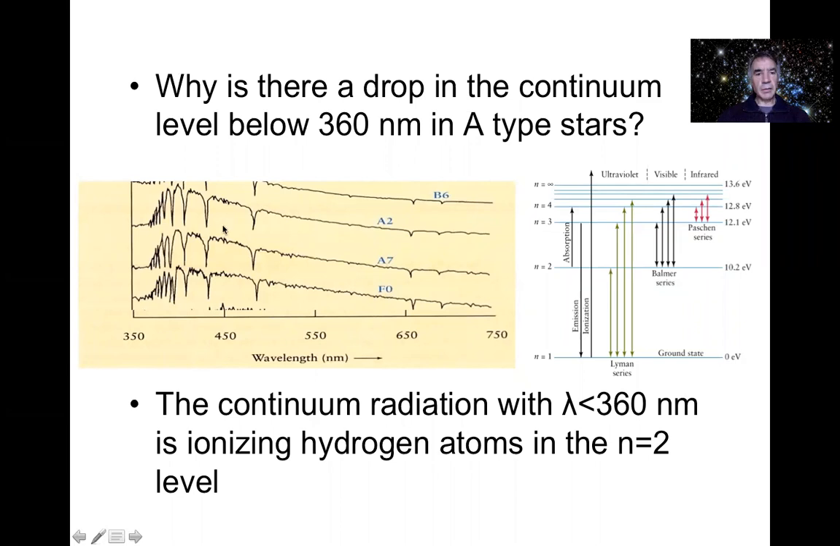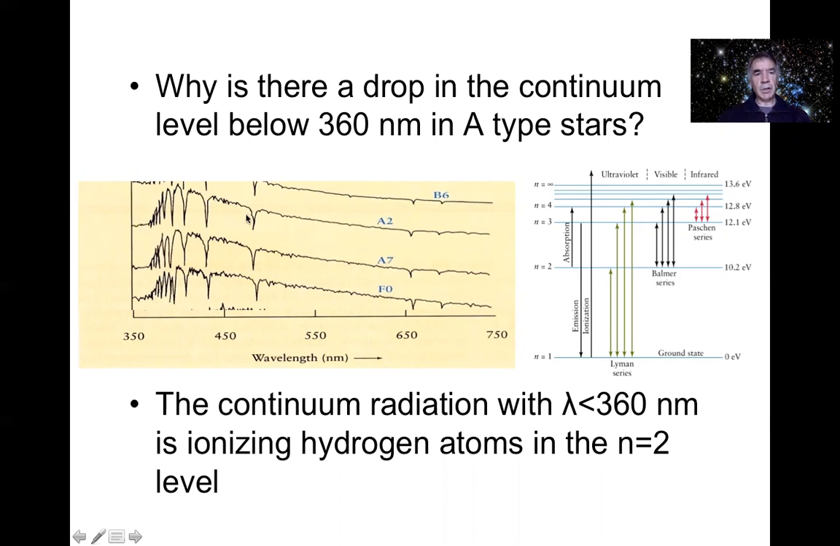And the A stars were the first ones, really an obvious category to classify, because they have this very distinctive pattern here. You can see the Balmer lines, but then this drop in the continuum level below 360 nanometers. So I was asking you to think a little bit about what's happening in this part of the spectrum. If you continued the line of the continuum here, you should be up here somewhere, but suddenly there's a big drop.